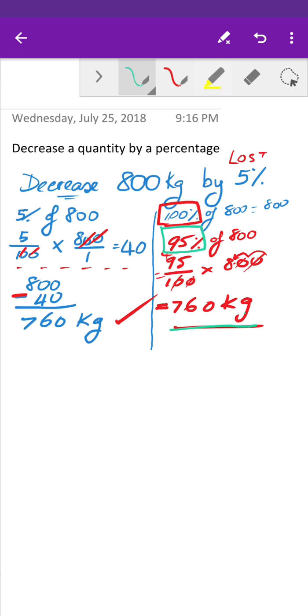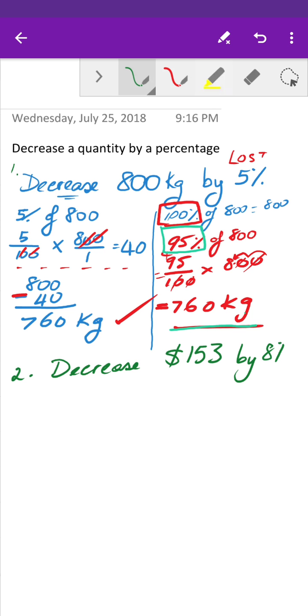Let's have a look at another question, and let's go to green and call this question 2. That's question 1. We're still talking about decrease. Now let's say we've got something on sale, and we've got a product, $153, decreased by say 8%. Alright, a little bit more awkward here. And because we can, let's look at both. You can choose which way you like.